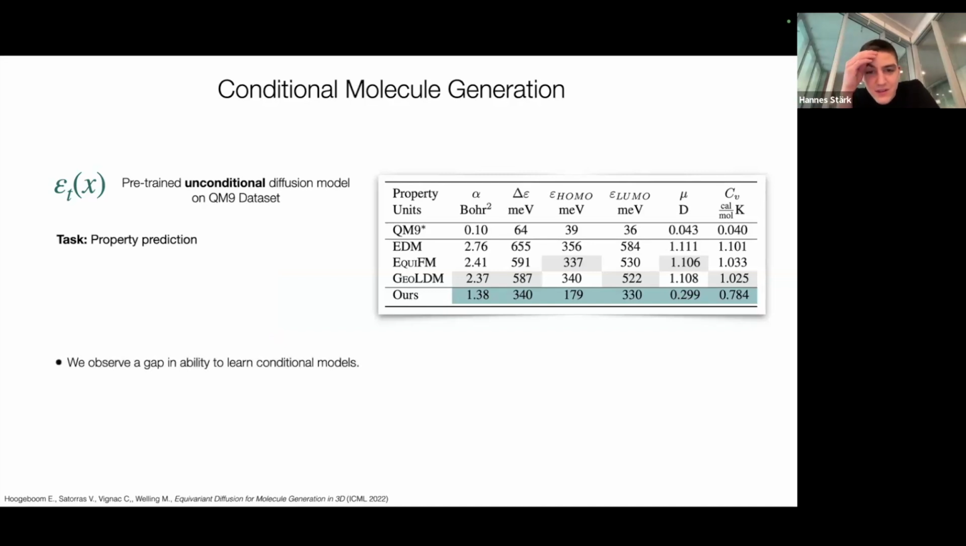How did the other people do the conditioning or ensure that they generate? Yeah, I'm going to talk about it right now.